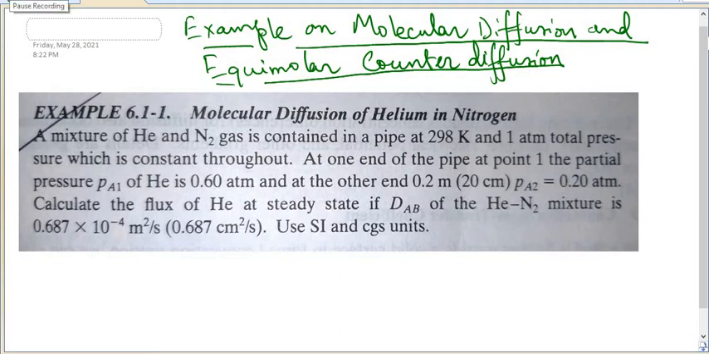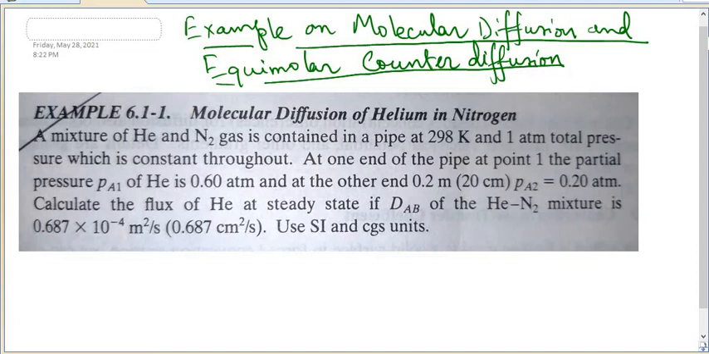Hello everybody. In this video we will be discussing some examples on molecular diffusion and equimolar counter diffusion. First we take an example of molecular diffusion of helium in nitrogen. We find certain problems here where we can apply the fundamentals of diffusion and equimolar counter diffusion. Here an example has been stated.